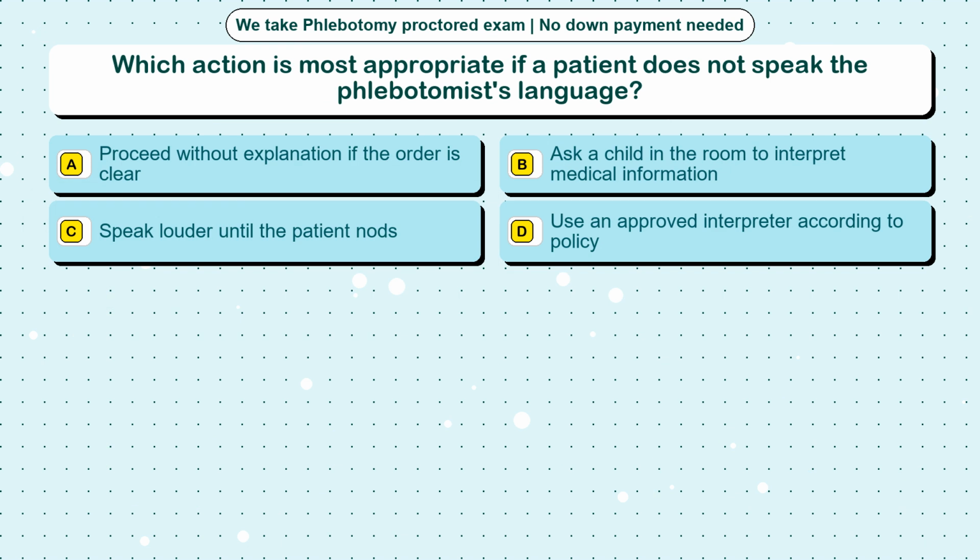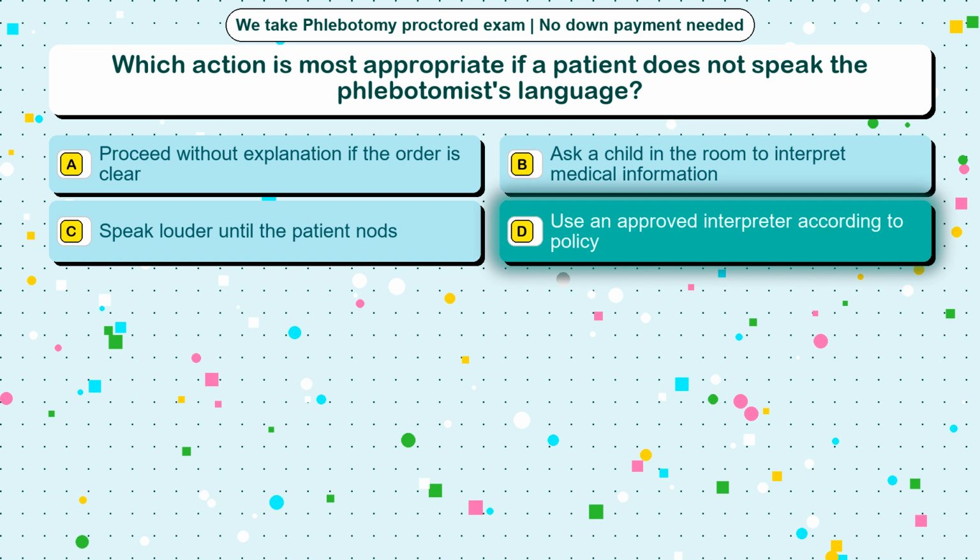Question 25. Which action is most appropriate if a patient does not speak the phlebotomist's language? Option A. Proceed without explanation if the order is clear. Option B. Ask a child in the room to interpret medical information. Option C. Speak louder until the patient nods. Option D. Use an approved interpreter according to policy.